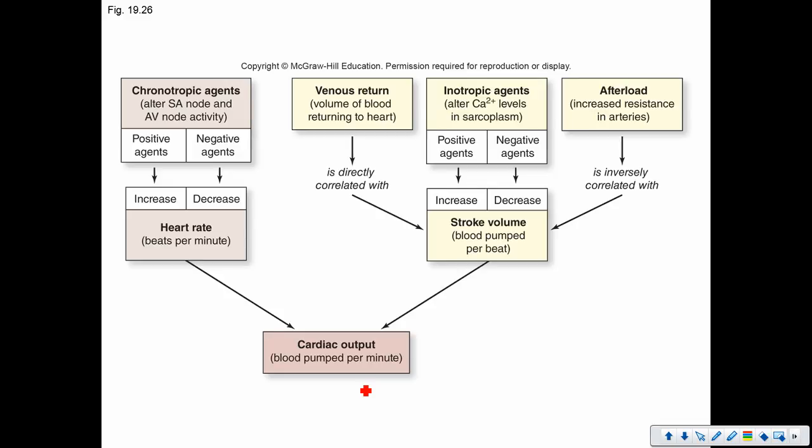So the chronotropic agents, this graphic here does a nice job of showing you. The chronotropic agents are going to alter the node activity, which is going to affect heart rate, how fast the heart beats. The inotropic agents, which alter the calcium level, are going to affect stroke volume, which is how much blood is pumped per beat. And then heart rate times the stroke volume is going to give you your cardiac output.